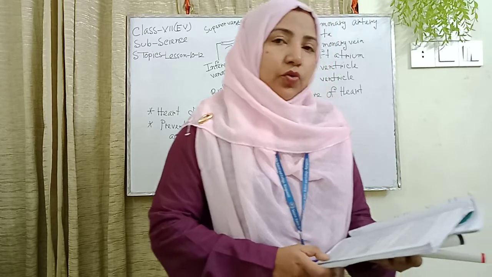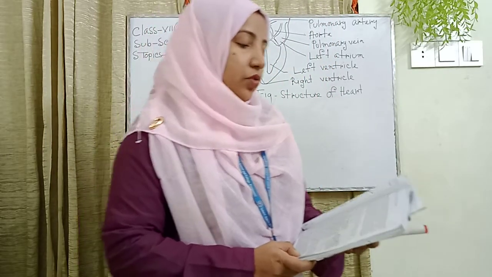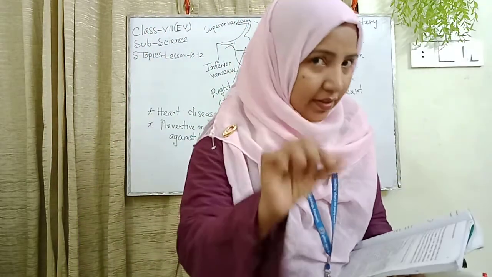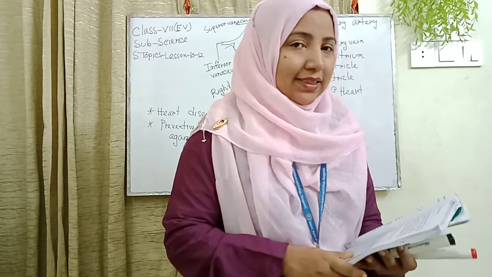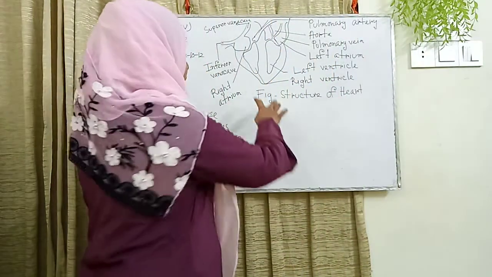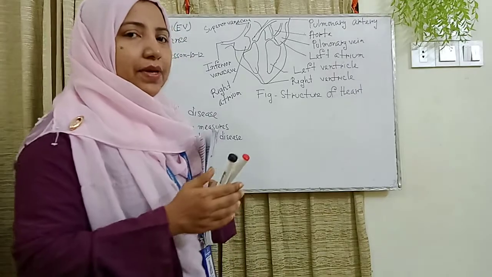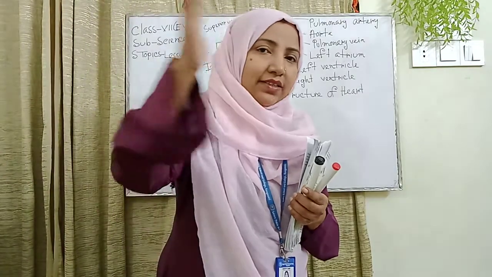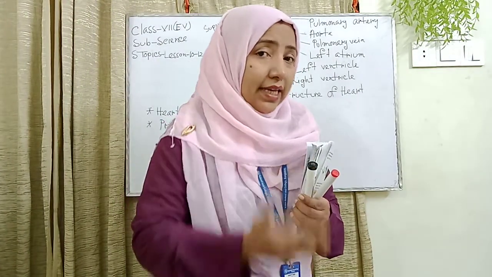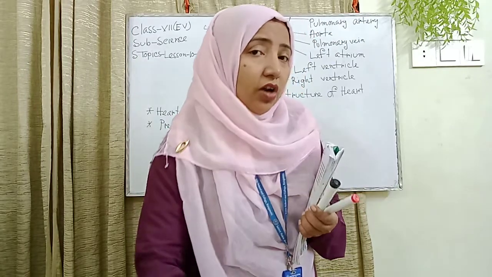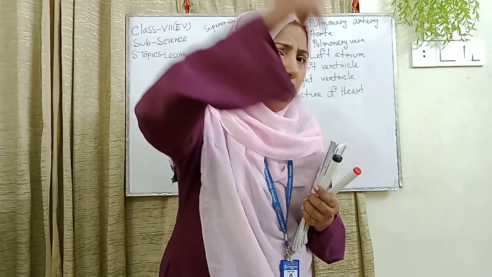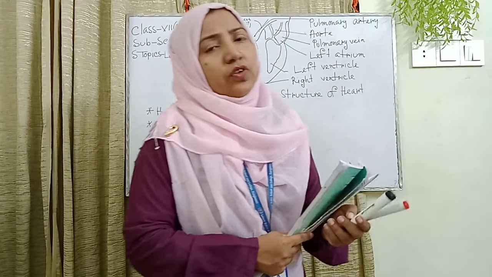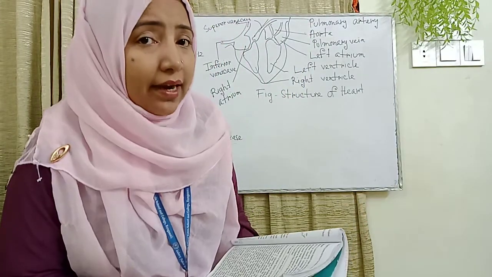It is covered with a two-layered thin membrane called pericardium. Everyone mark the structure pericardium. Basically, pericardium is an extra structure, a thin membrane structure. It covers all around the heart, and its name is the pericardium.